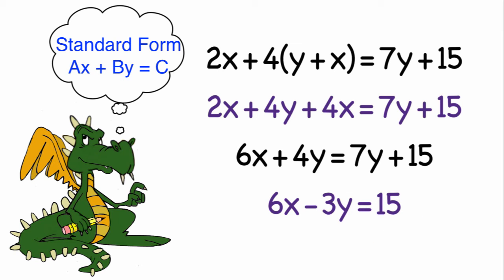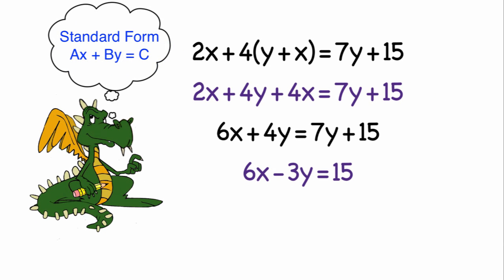And that would be fine, but I can make that problem a little bit simpler. Remember, if I do the same thing to both sides of the equation, I don't change the value of that equation. So I'm going to divide each term by 3, and that would leave me with 2x minus y equals 5.